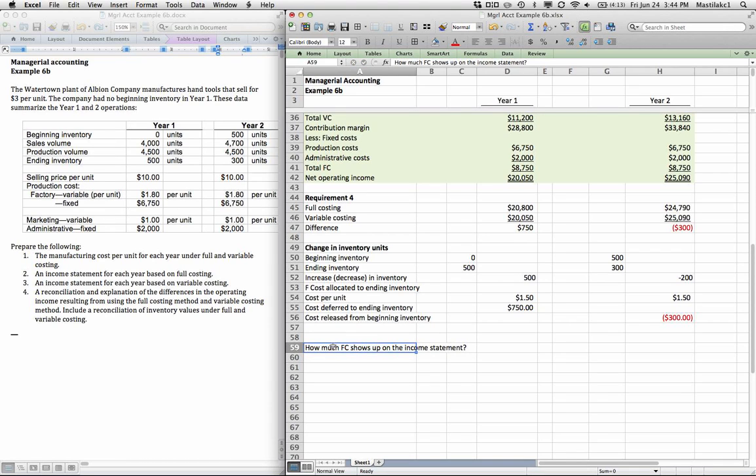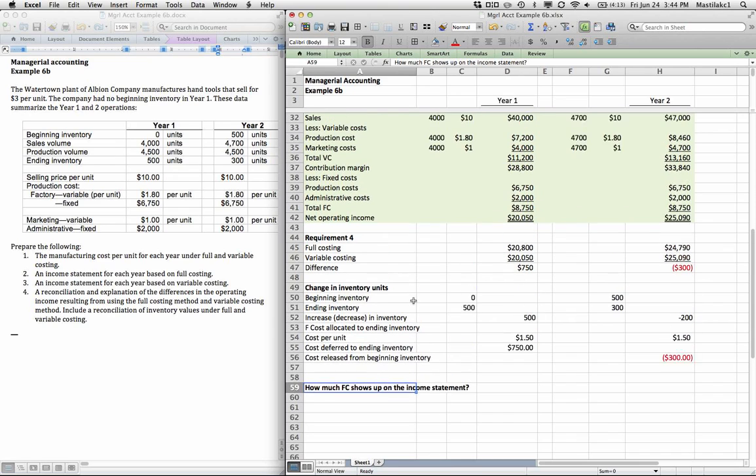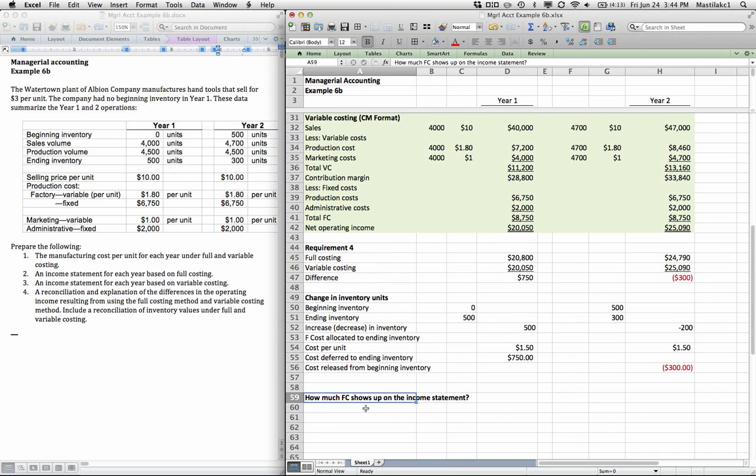That's another way we can answer the question. Well, if we look at our, I'll do the easy one first, our variable costing income statement, how much fixed overhead cost, or I should say fixed manufacturing cost, shows up on our income statement? Let's take our easy one first, our variable costing income statement.